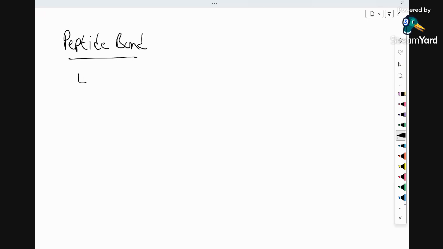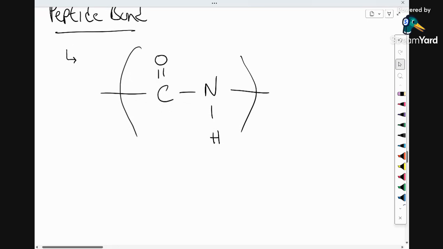The peptide bond has the following features, and they're really important. So if I draw the peptide bond like this, it looks like that. And of course, it connects either side to the rest of the molecule. I'm just focusing in on the peptide bond.